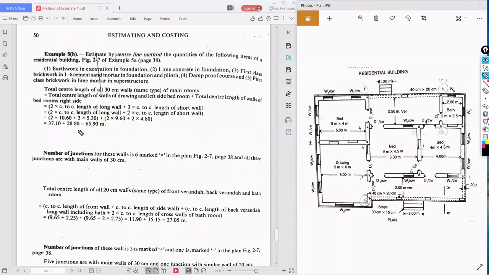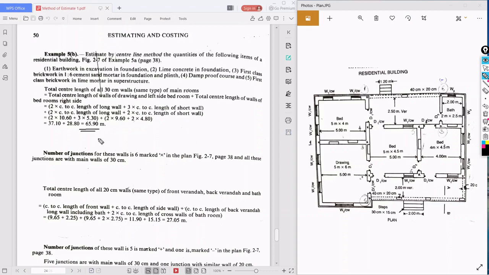So I wanted to show you how they have taken. Okay, don't rely on this formula, because in your mind there will already be the division, but in the exam you should see the diagram or the residential building as a fresh one. Okay, so 2 into 10.60 plus 3 into 5.30 plus 2 into 9.60 plus 2 into 4.80. So what is the total you are getting? 65.90 meters. So this is the total center line length of the 30 centimeter wall.